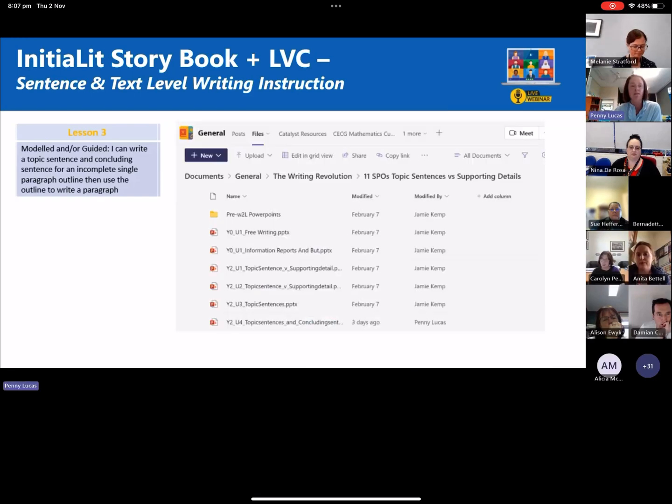So if we have a look, lesson 3 says, it's the first lesson in your text level paragraph writing, and it says, I can write a topic sentence and concluding sentence for an incomplete single paragraph outline, then use the outline to write a paragraph. So in all these wonderful Writing Revolution Right to Learn resources, you can see there's lots of slide decks that you can choose from to address this I can.